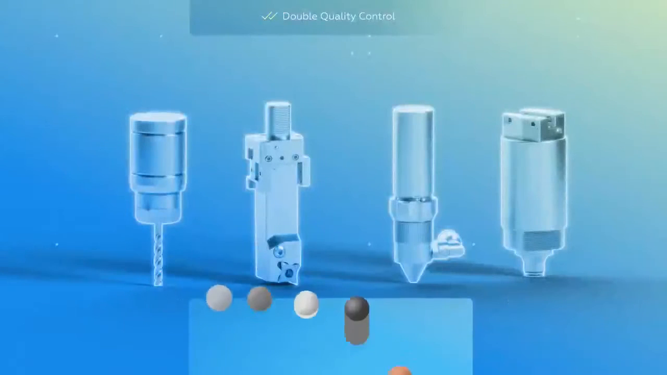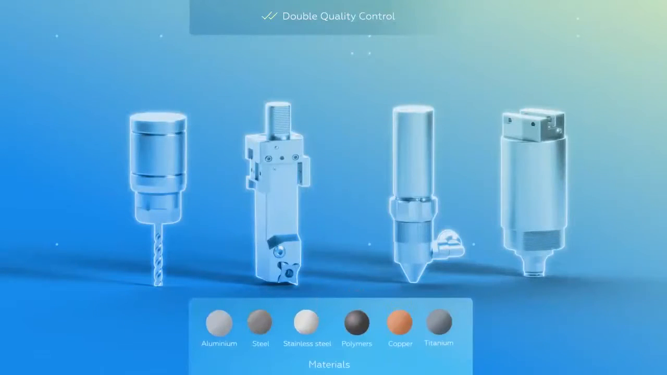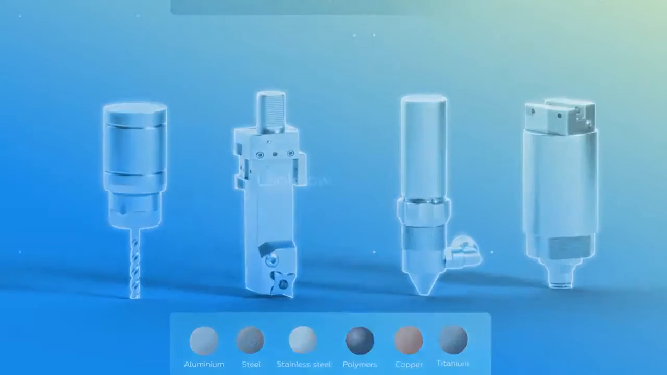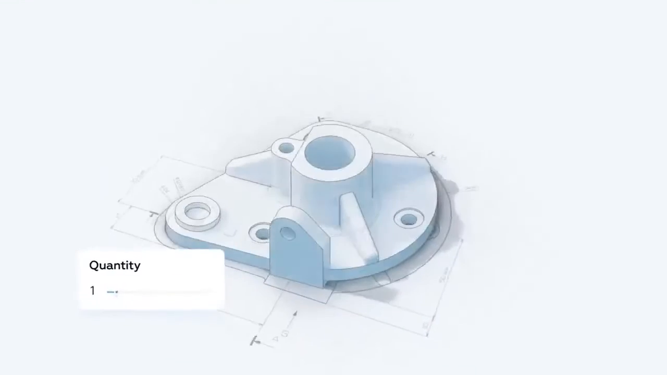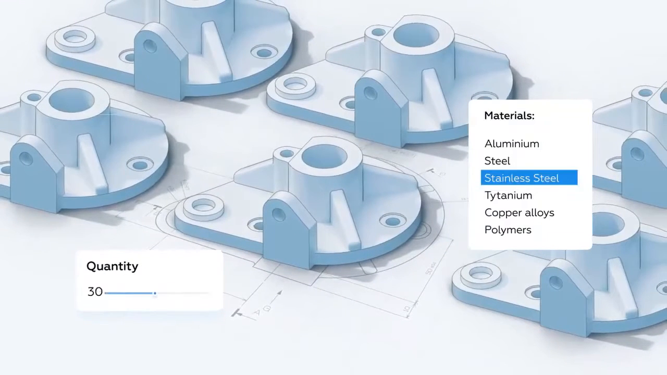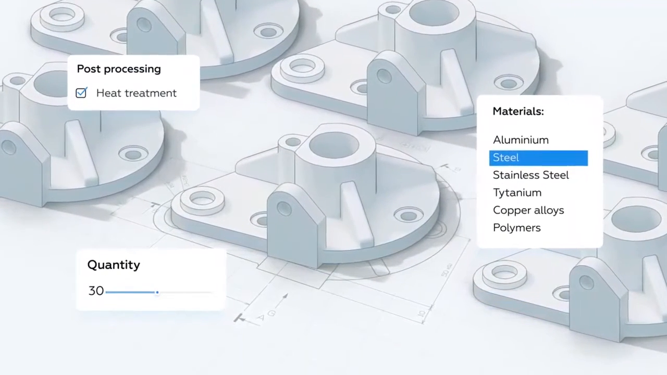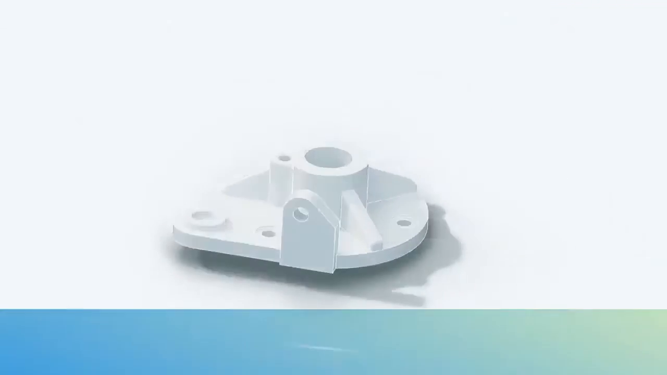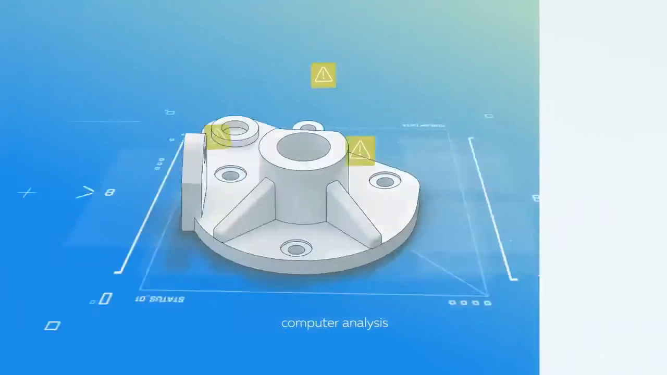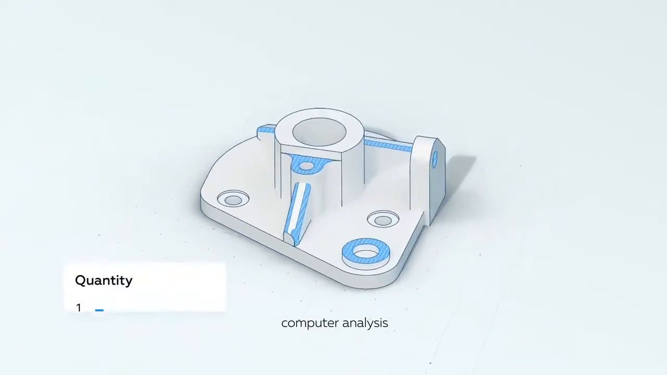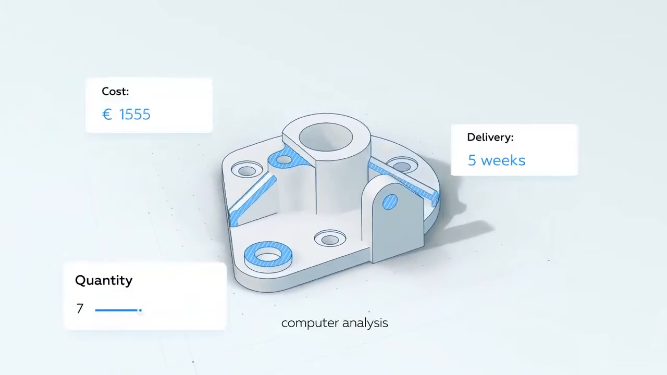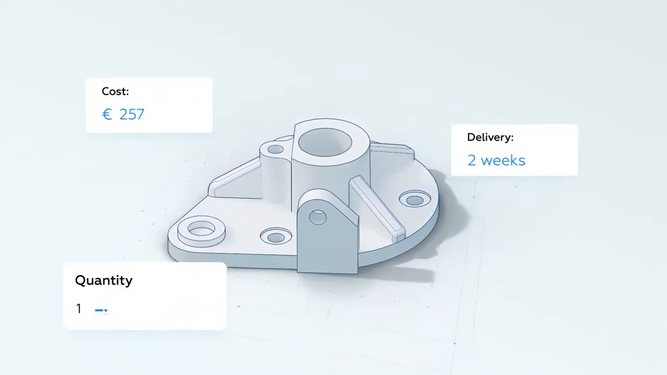We offer hundreds of materials and finishes, as well as various inspection and quality control options. Here's how it works. Step 1: Indicate quantity, materials, and post-processing. In seconds, you'll receive an online quote with price, lead time, and design for manufacturability feedback. You can adjust the part's specifications and instantly see how they affect the price and lead time of your part.